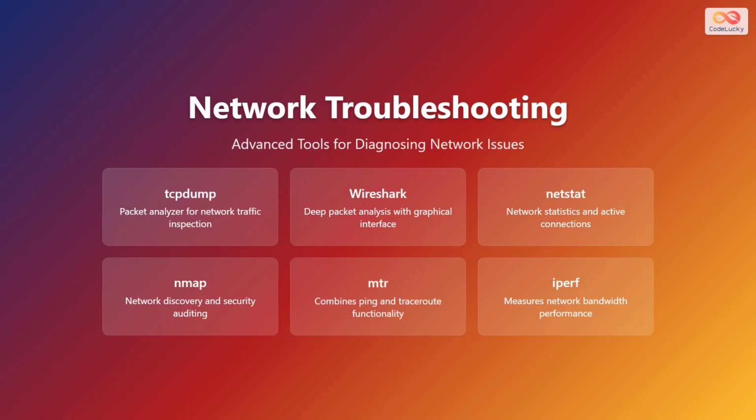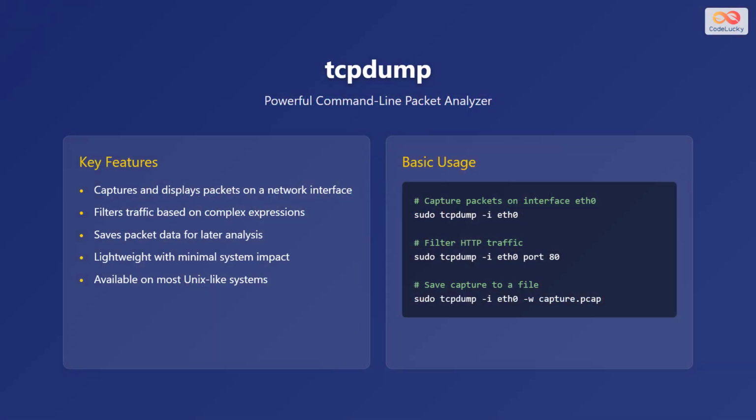In this presentation, we'll explore advanced tools used for network troubleshooting. These tools are essential for diagnosing and resolving complex network issues, ensuring smooth and efficient communication across your network. tcpdump is a powerful command line packet analyzer. It allows you to capture and analyze network traffic in real time. Let's delve into its key features and basic usage.